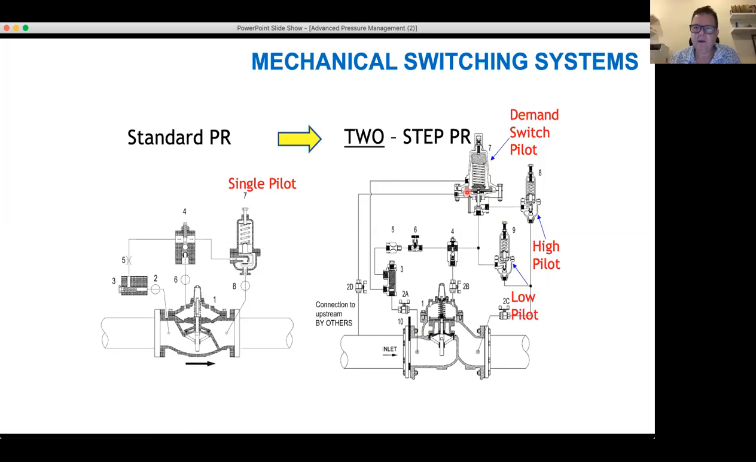So if the head loss across the orifice plate is very low, it actually forces water through the low pilot so that you have low pressure downstream. But if the head loss across the orifice plate goes above 1 meter, then it forces water through the high pilot and you get high pressure downstream.